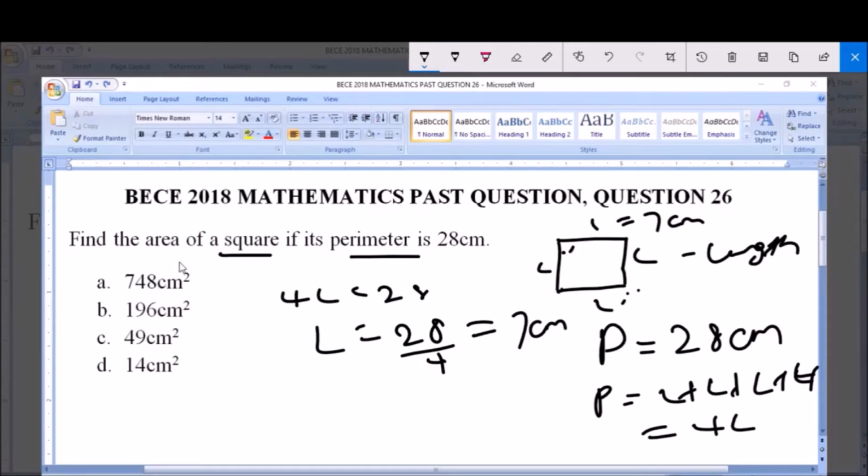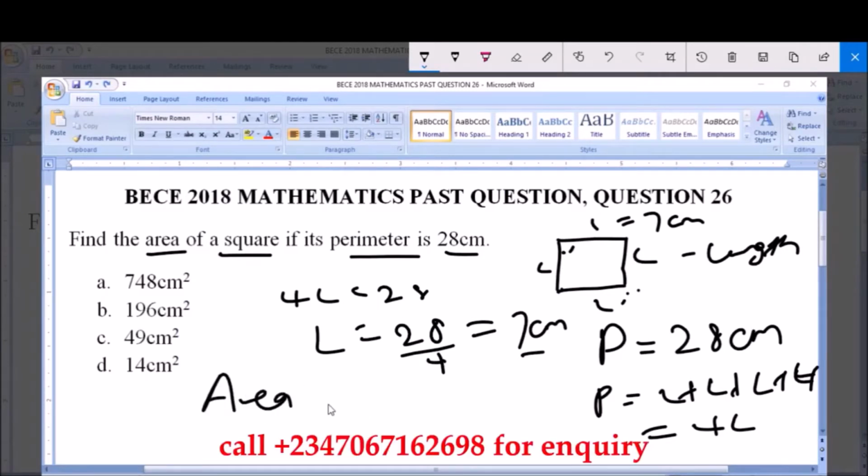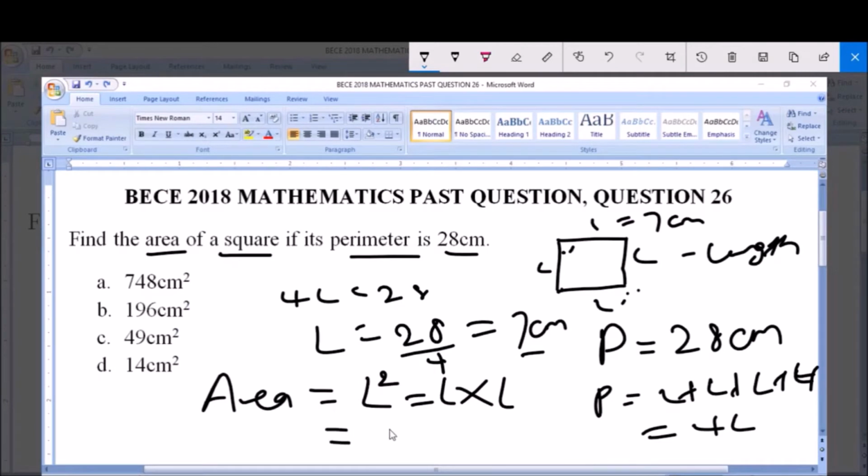Now the question says we should find the area of this square. Since we've gotten the perimeter of the square to be 28, and we've derived that our L, the length of each side, is 7, and remember, the length of each side of a square is equal, we can now see that the area of a square is given as what? L squared, which is L times L, and we have L to be 7 centimeters. So therefore the area of the square is equal to 7 times 7, and 7 times 7 is equal to 49. Then the unit is centimeters square. So our answer is what?